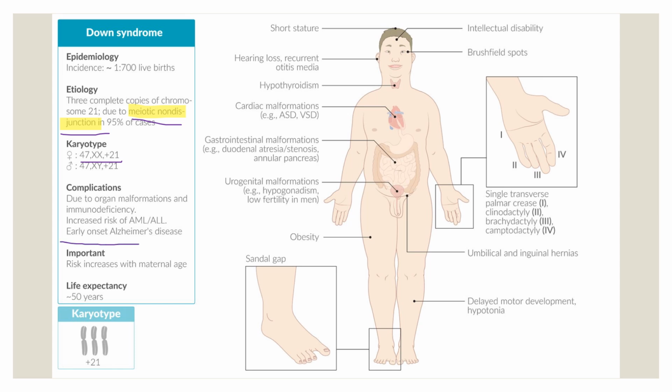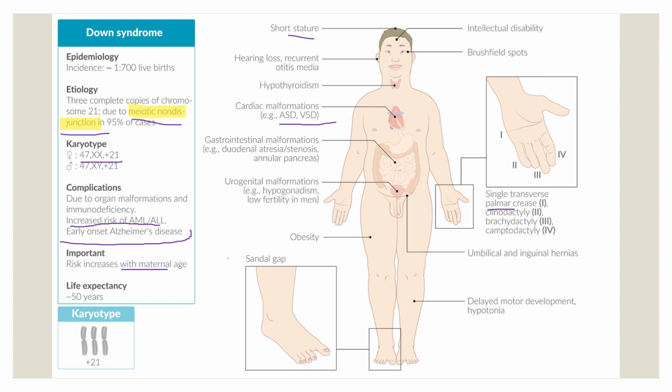And there is early onset Alzheimer's disease. There is increased risk of AML and ALL. Okay, and the risk increases with increasing maternal age. Usually they are of short stature. There is hypothyroidism, hearing loss, recurrent otitis media. Heart defects, it is mainly atrioventricular septal defects.